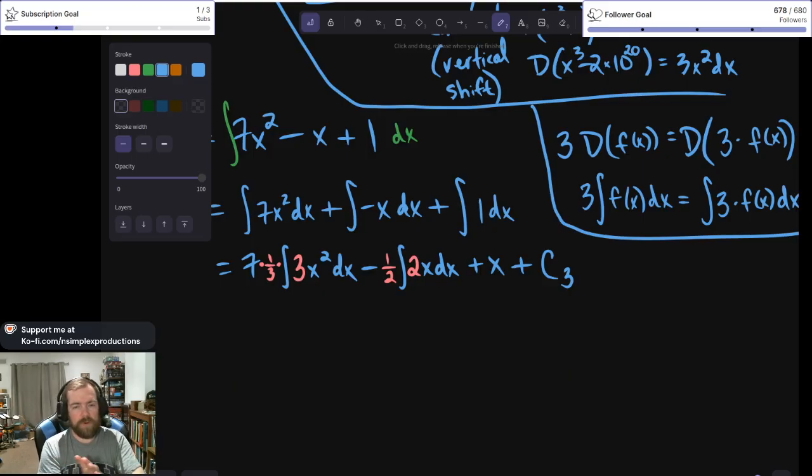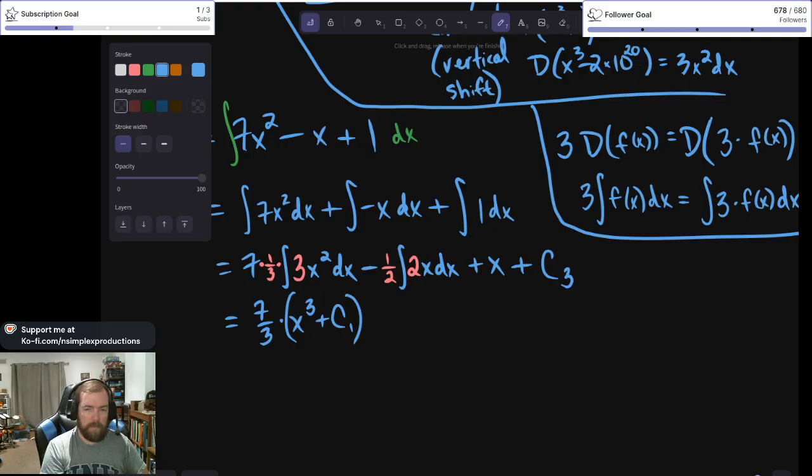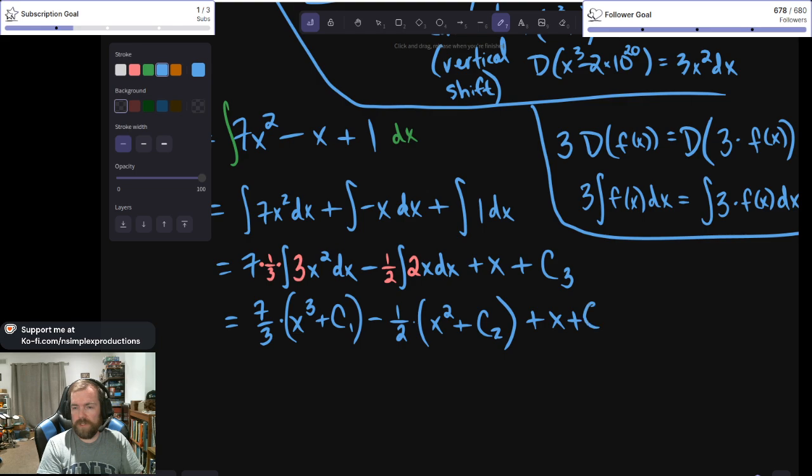I know some of you are like, wait, don't worry about it. We'll get there. First term here is going to be 7 over 3, multiplied by the antiderivative of 3x squared dx, which is x cubed, plus c1. Again, constant number 1. Minus 1/2 times the integral of 2x dx, the antiderivative is going to be x squared, plus c2, plus x plus c3.